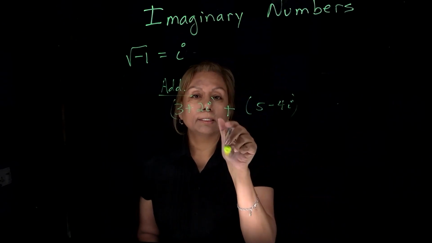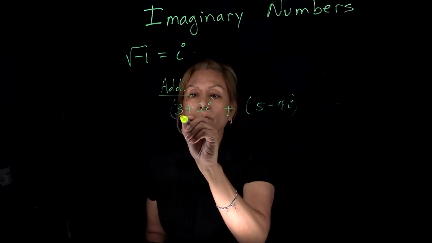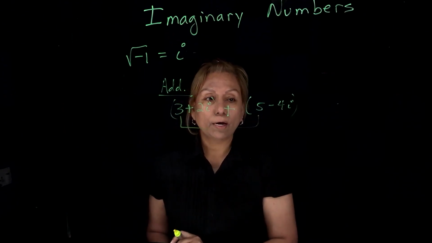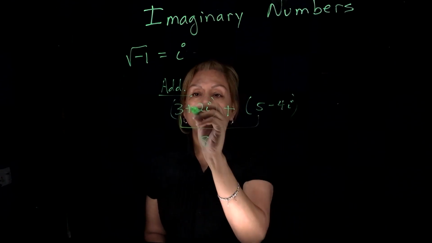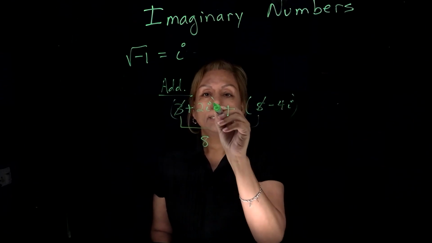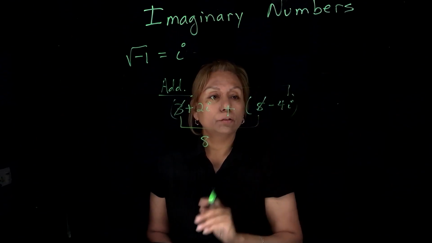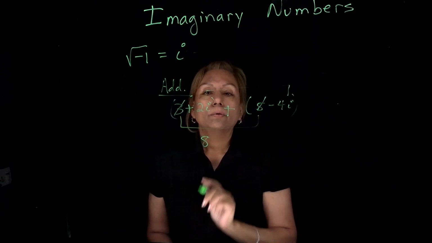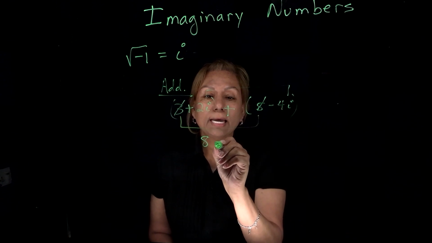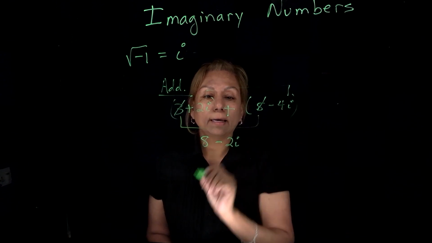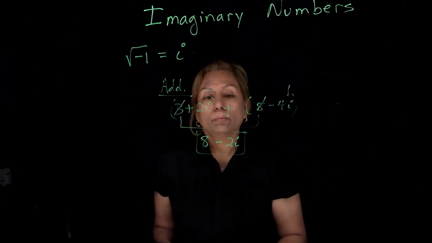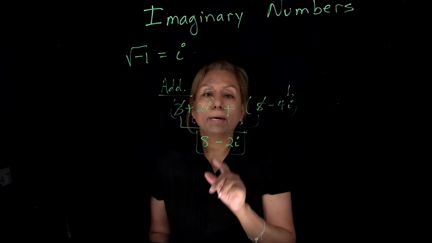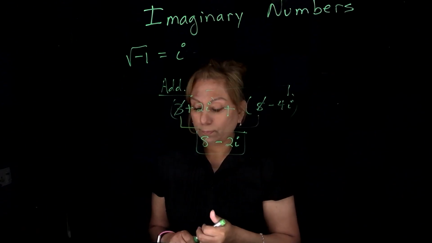Okay, this plus sign means we're adding these. So you're looking for like terms. 3 and 5 would be 8. Once I use it, I cross it out. Then I have 2i minus 4i. So you look at 2 minus 4, that'd be a negative 2, and you keep the i. This would be adding two complex numbers, or numbers with imaginary parts. Combine like terms, watch your signs.